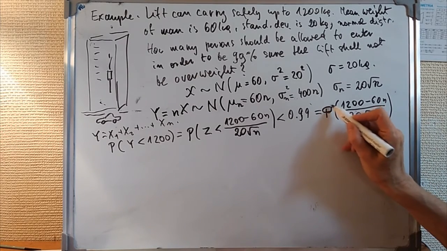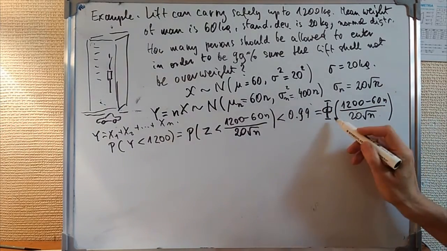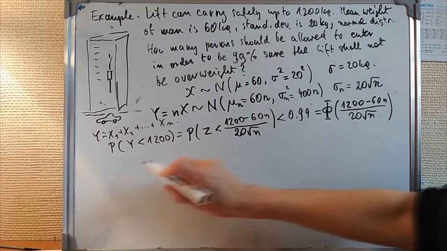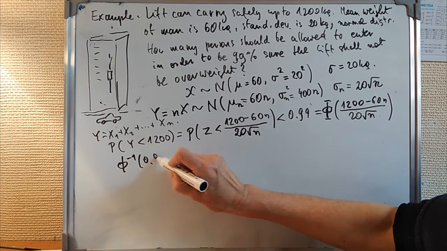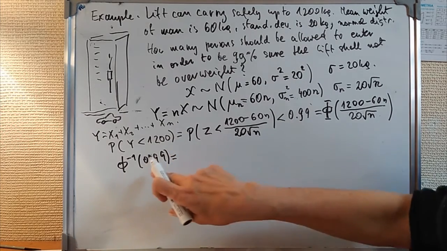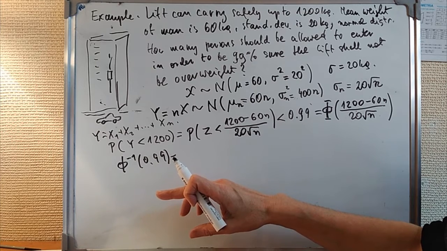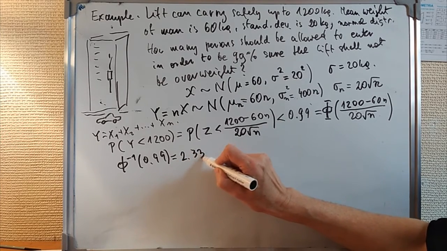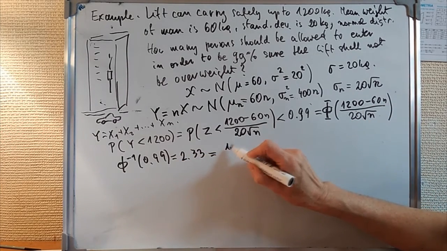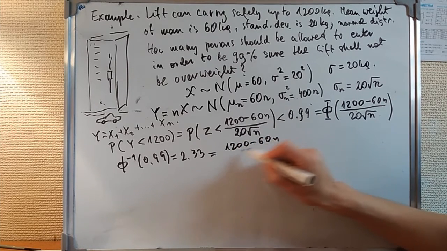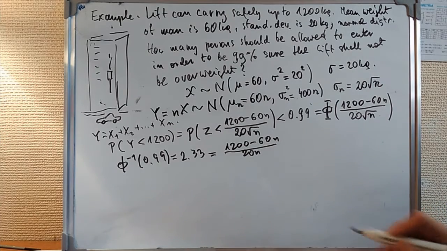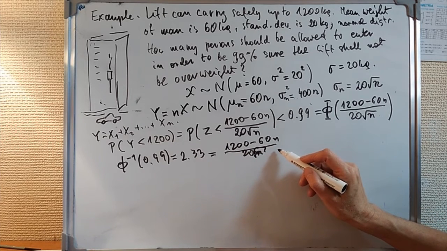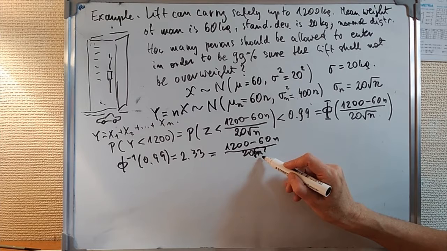So F, or rather phi, we decided to use the letter phi. So let's find the inverse of the cumulative distribution function. So the inverse of this, phi to the minus 1 of 0.99. We find from the table, starting from interior to the outside, and this is equal to 2.33, and this should be equal to this number. Okay, so we have such an equation. What do we do? We just solve this equation. How do we solve it? Multiply both sides by 20 square root of n.